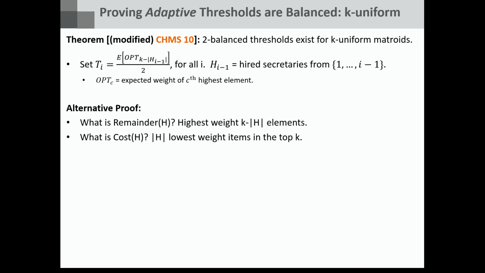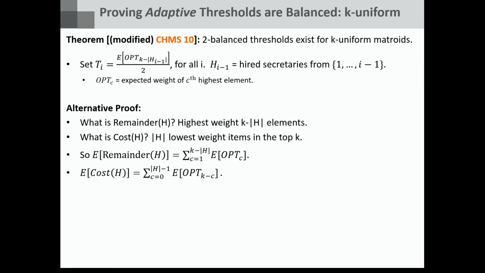Okay, so let's try and prove that these adaptive thresholds are balanced. Again, let's remember the remainder is the highest weight k minus h elements, and the cost are the lowest h elements from the top k. So the expected remainder, now instead of just bounding it, let's write out exactly what it is. It's just the sum from c equals 1 to k minus h of the expectation of op c, because those are the elements that are contained in the remainder.